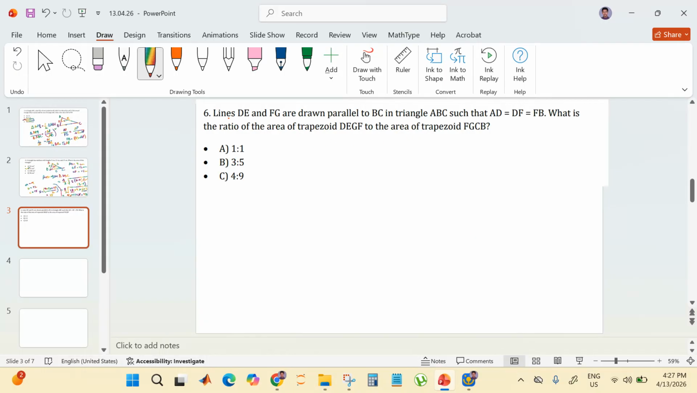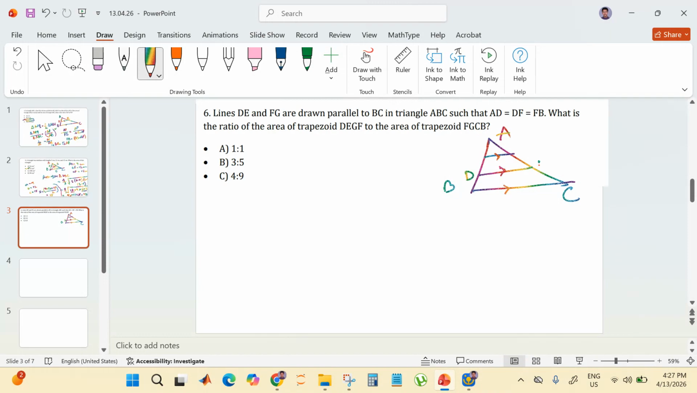Lines DE and FG are drawn parallel to BC in triangle ABC. You have to draw a triangle ABC. I am drawing a triangle ABC first, then DE and FG are drawn parallel to BC. So there are two lines, DE and FG, which are parallel to BC. All these three lines are parallel to each other.